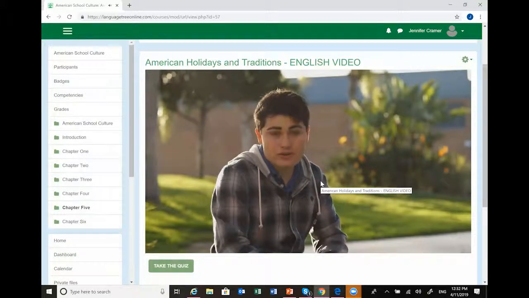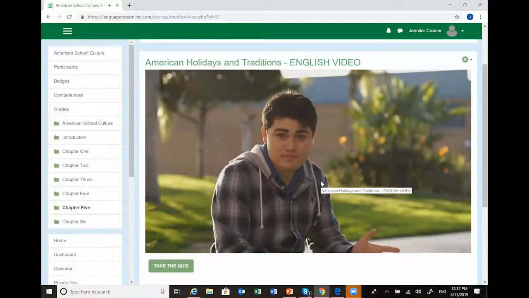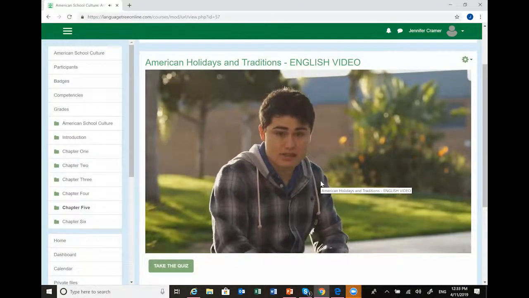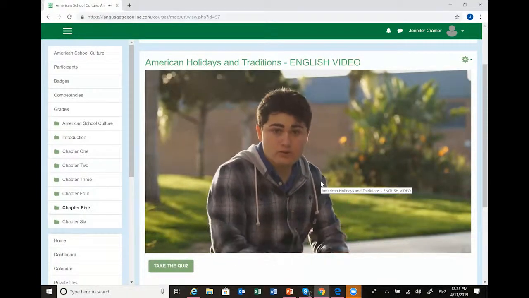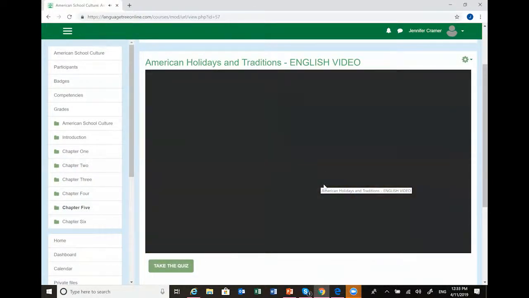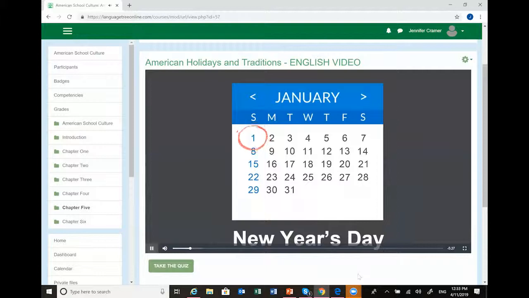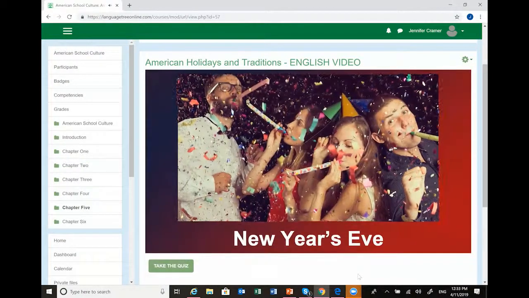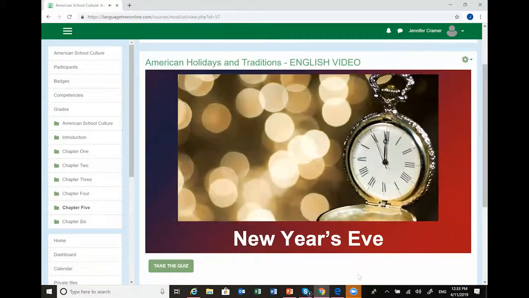A fun way to learn about a culture is to participate in their traditions. Here are a few key holidays that Americans celebrate. But remember, school is closed on some, but not all. January 1st is New Year's Day. The night before is called New Year's Eve, and that's when people attend parties and celebrations that last throughout midnight.